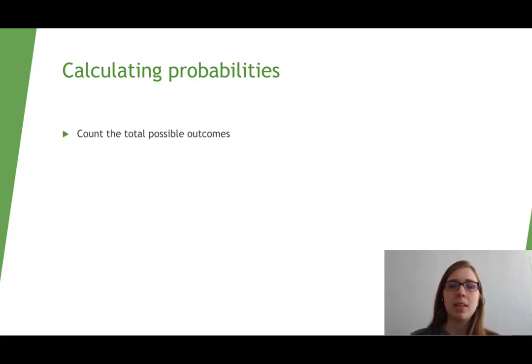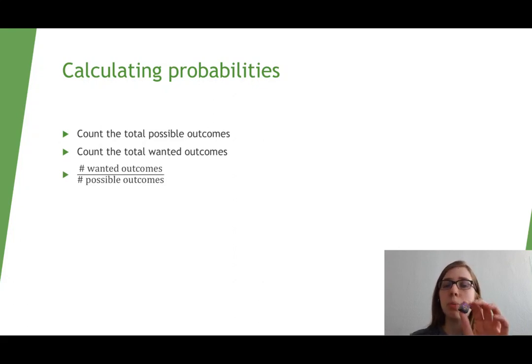Well, what we did is we count the total amount of possible outcomes, and we count the total amount of wanted outcomes, and we divide them by each other. So for instance, if I want to know the probability of throwing a 6 on a regular 6-sided die, I know there are 6 possible outcomes, 1 to 6, and I know there's only one outcome that I want, which is the 6. So my probability would be 1 over 6.